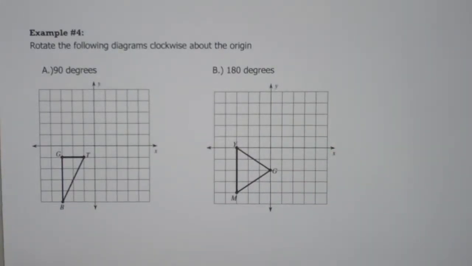In example 4, we need to rotate the following diagrams clockwise about the origin. There's a few different ways to do this. One way is to understand rotation with respect to distance, the degrees of rotation, and the direction. Another way is that we can start to develop some rules that will help us.